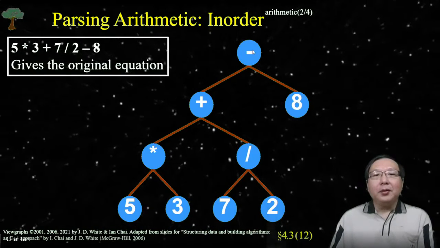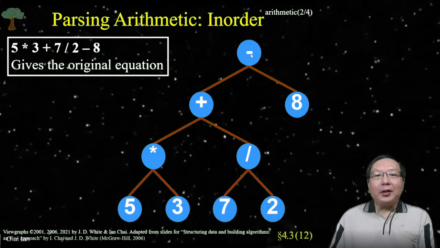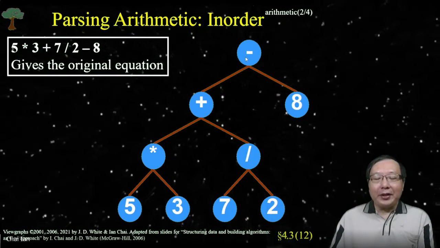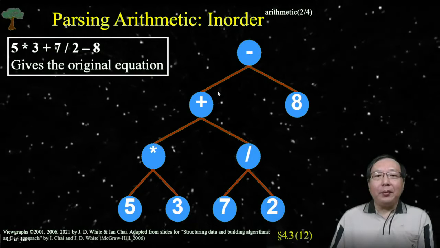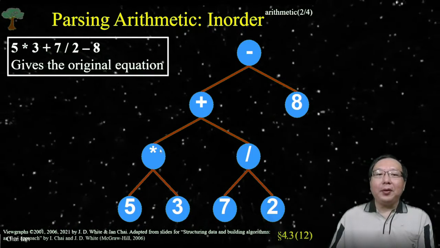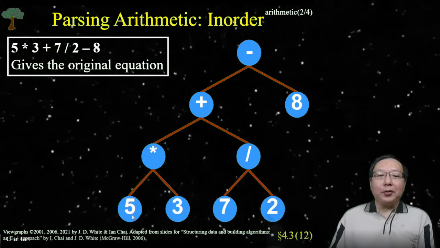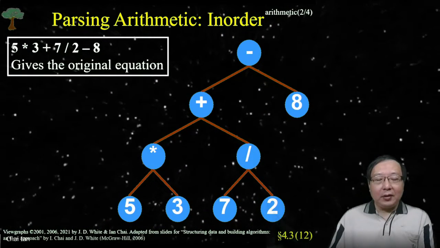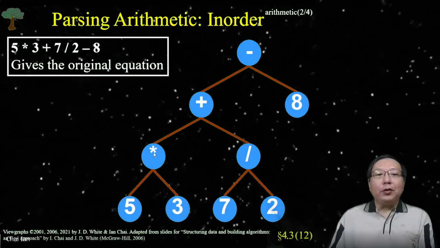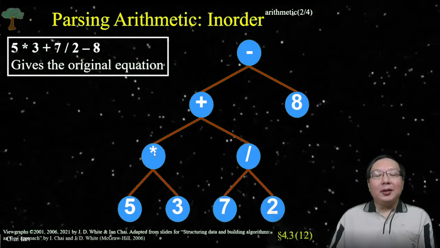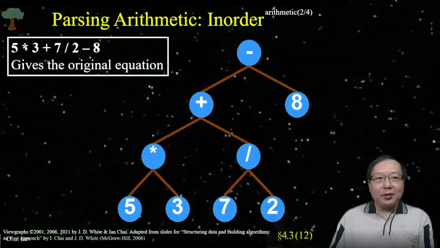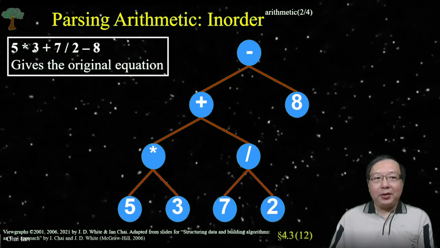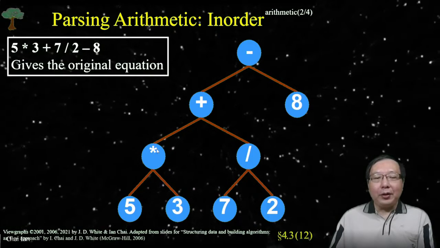Let me show you. If we do in-order, that means we do the left child, then the current node, and then the right child. So if we do the left child from here, we go to here. If we do the left child from here, we go to here. If we do the left child from here, we go to here. No more children, so we do 5. Then we go to the middle, which is multiply. Then we go to the right, which is 3. Now we go back to here and we've done everything.